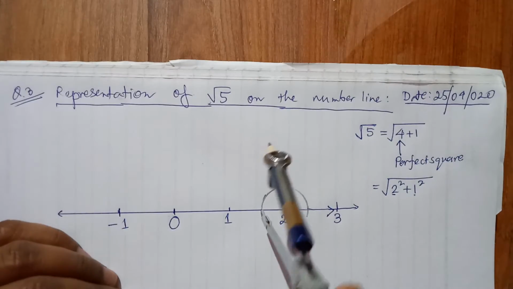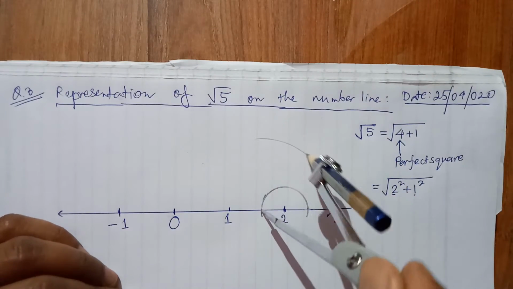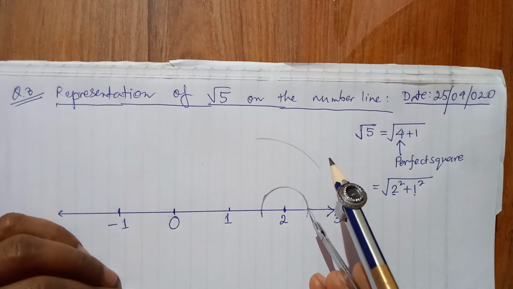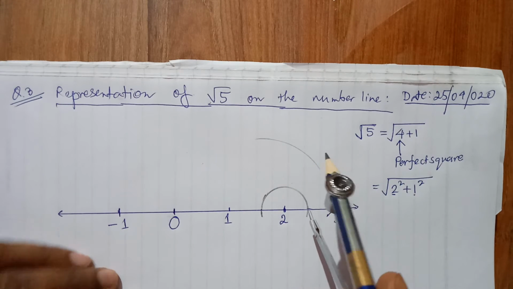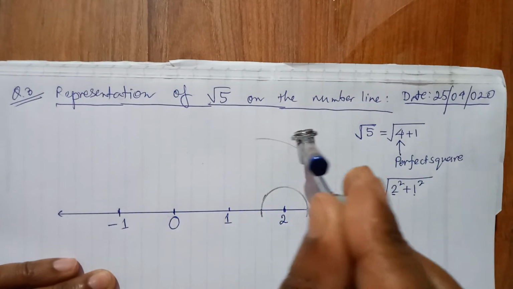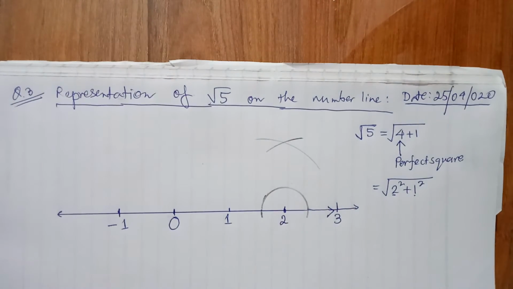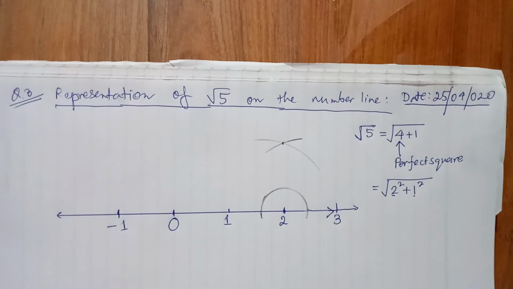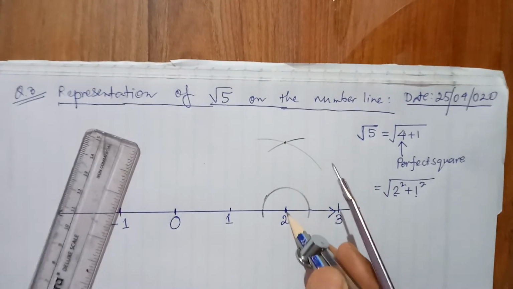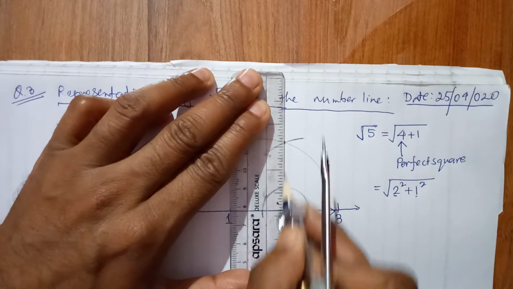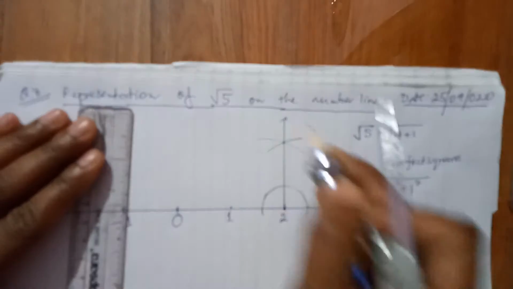Now on the upper side, draw one arc with the same radius. Bring the pointer to the other point where the arc intersects the number line, and try to intersect the previous arc. So we have got this point here. Then join this point with these two, and you will get a perpendicular. So this is the perpendicular.